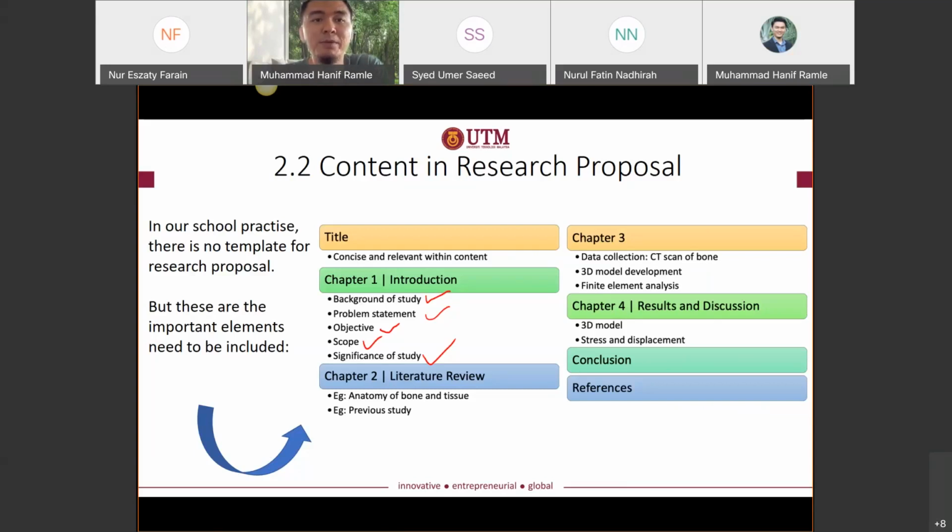Another example is previous study. Okay, what kind of analysis has been done by the previous study. Okay, and then chapter 3. Okay, you have to mention all the methods that can be done in the future for your study.